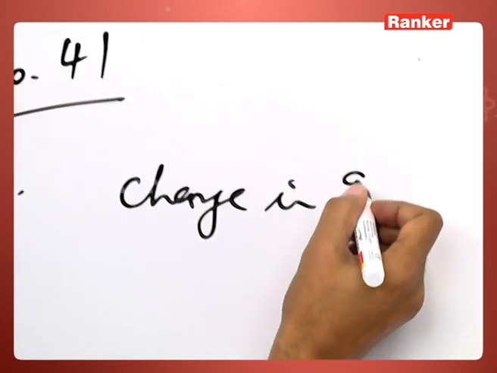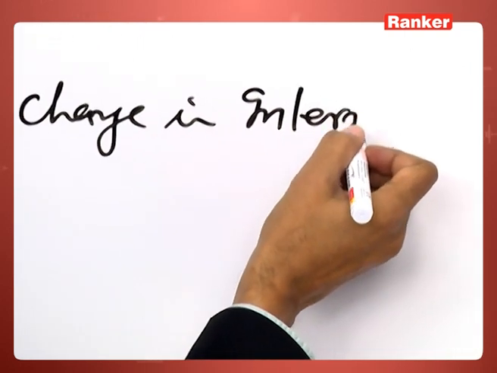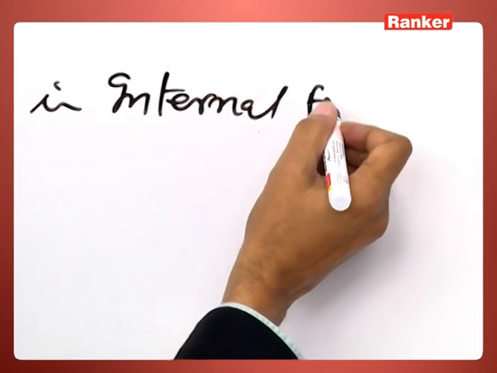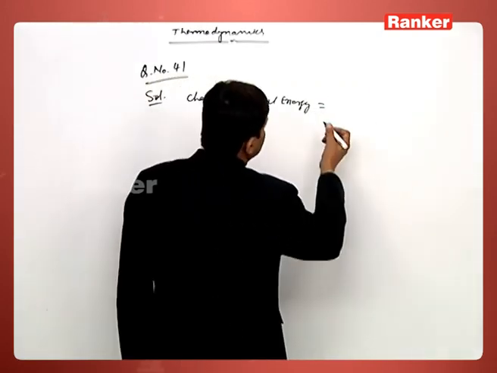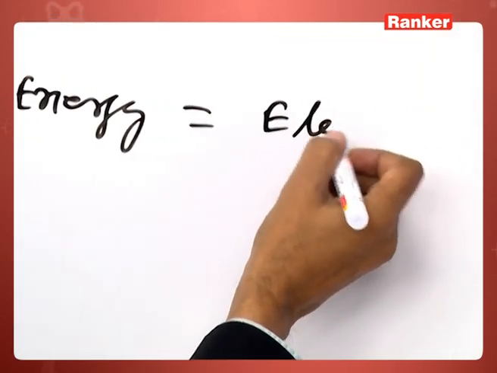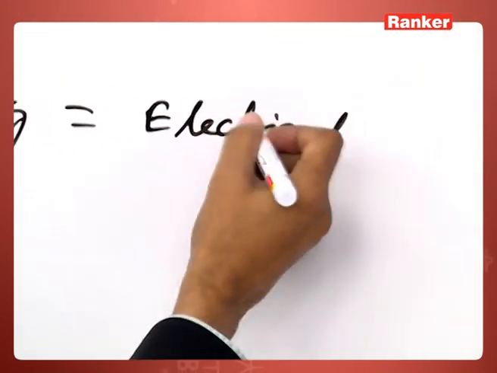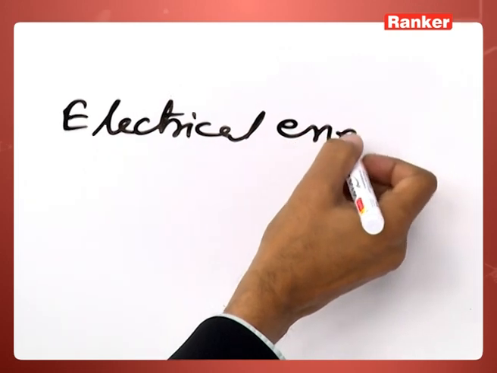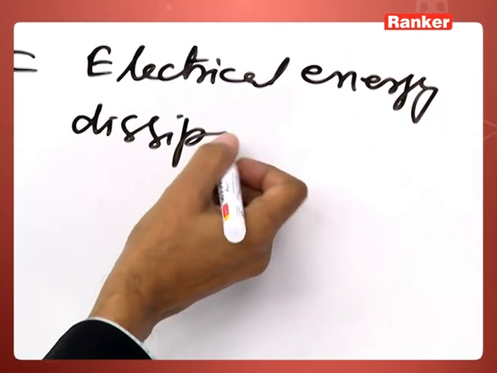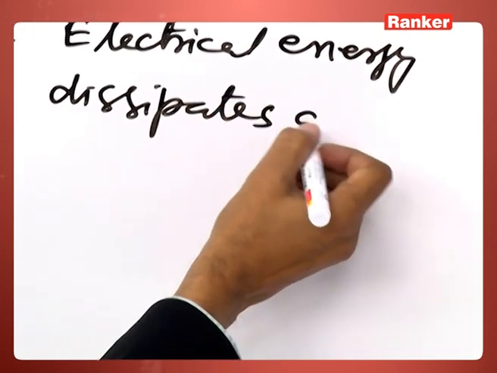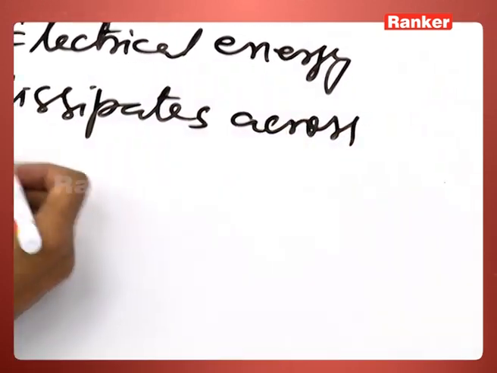Change in internal energy. Internal energy change is equal to the electrical energy dissipated across the given resistor.